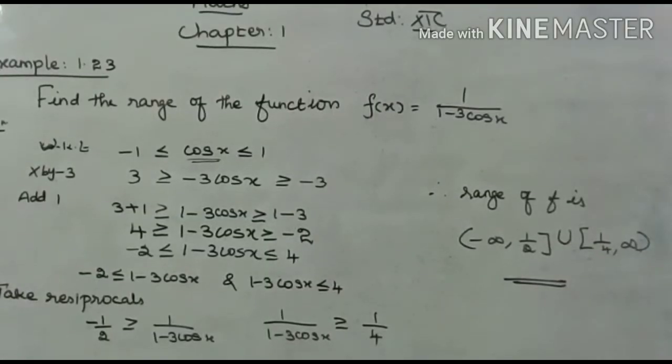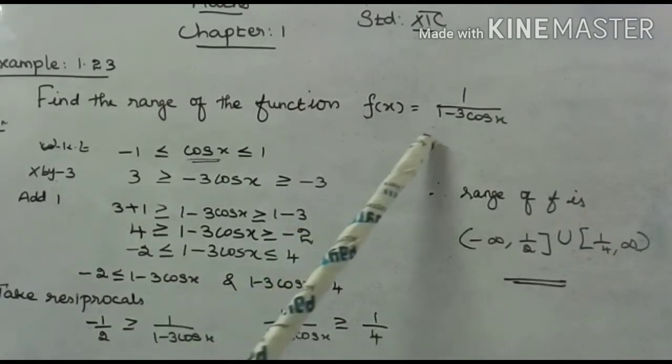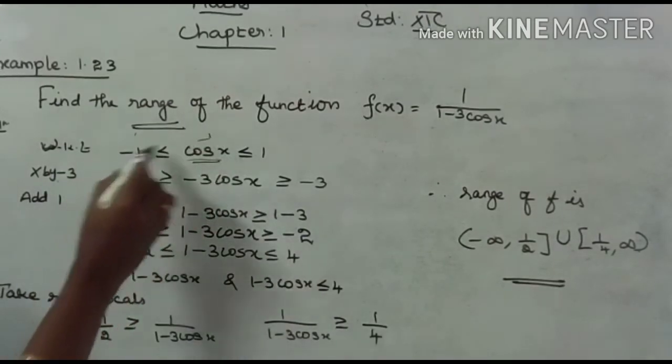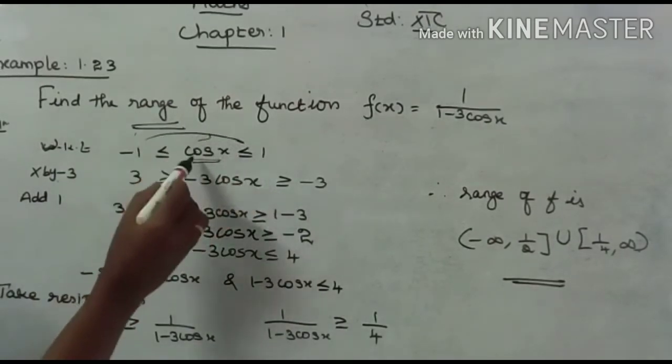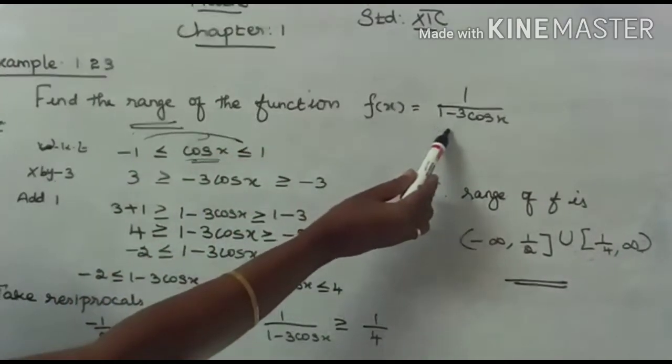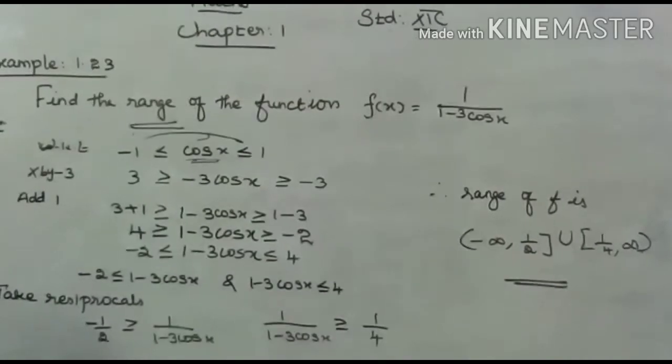Listen, the next question. Example 1.23. Find the range of the function f of x equal to 1 by 1 minus 3 cos x. Already you know that the range of the function cos x is minus 1 to 1. We calculate the range of the function 1 by 1 minus 3 cos x.